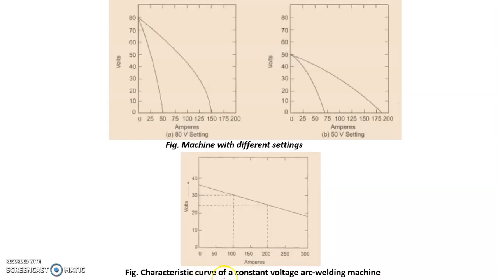This is the characteristic of the machine. The figure shows the machine with different settings. This is a graph of volt versus ampere at 80 volt setting, and the second one at 50 volt setting. The second diagram is the characteristic curve of a constant voltage arc welding machine.